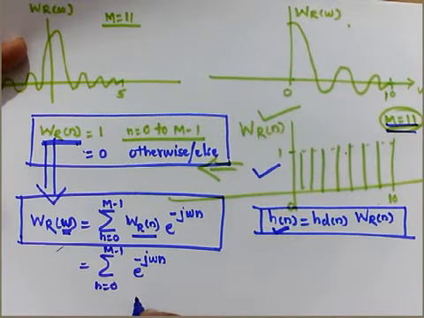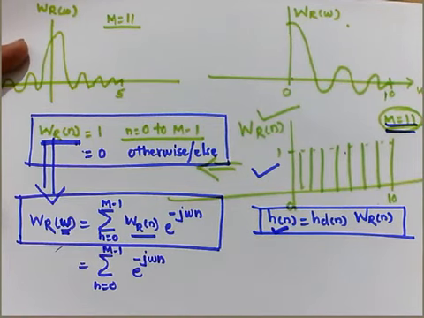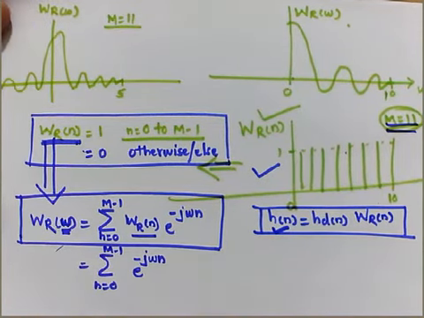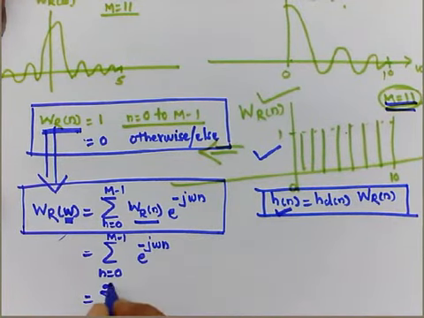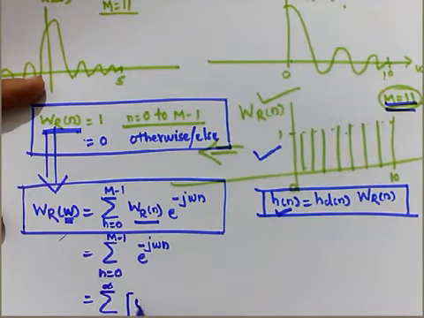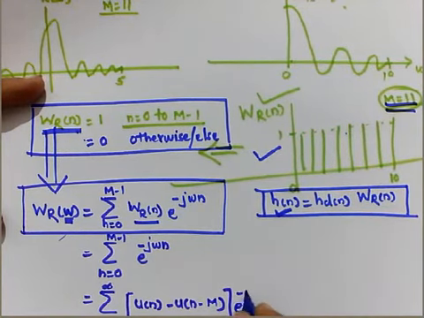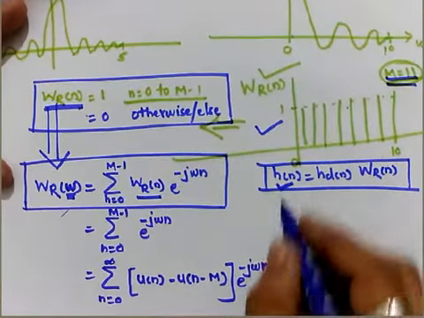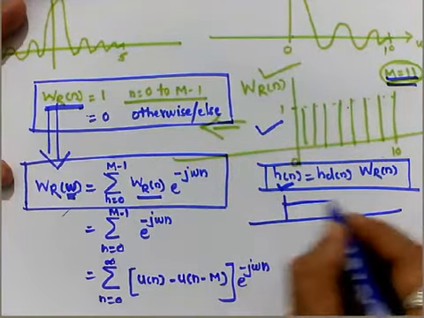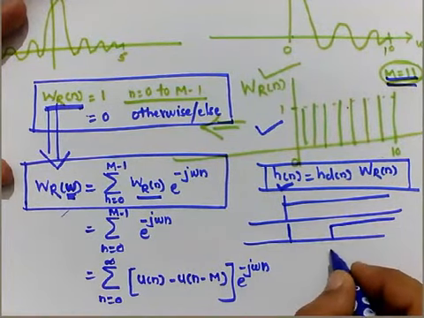We can represent this particular sequence of window, that is 1, as summation n is equal to 0 to infinity u of n minus u of n minus M into e raised to minus j omega n. The idea is very simple over here. The idea is like, if I say this is u of n and this is, let's say, u of n minus M.